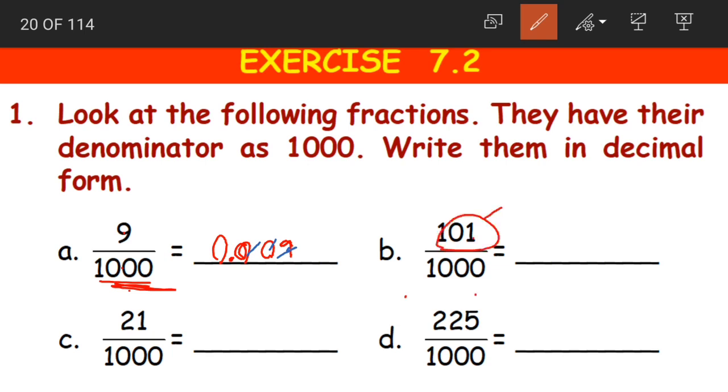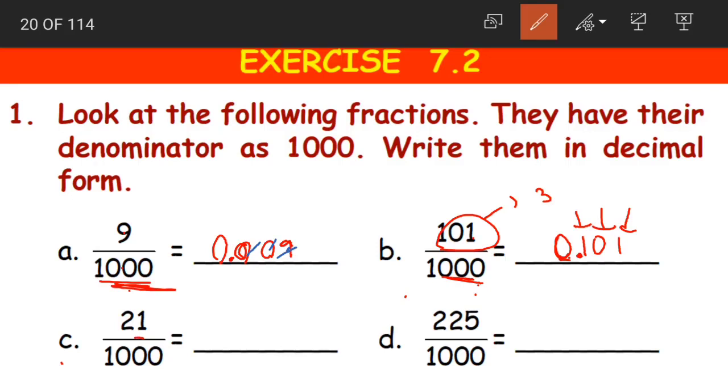Again the numerator here has only 3 digits. So for the 4th digit, I'll place a 0 to the left side of the whole number. Now again we are having 3 zeros here. So after 3 digits from the right, I am placing my decimal point. 0.101 is our answer. Next question, see, 21 by 1000.